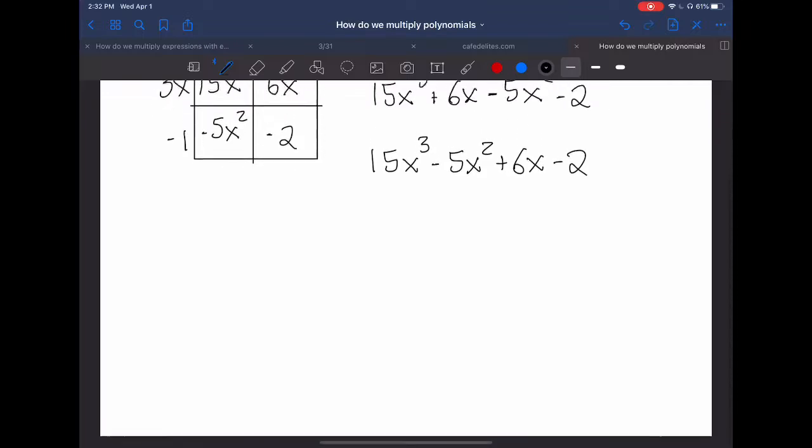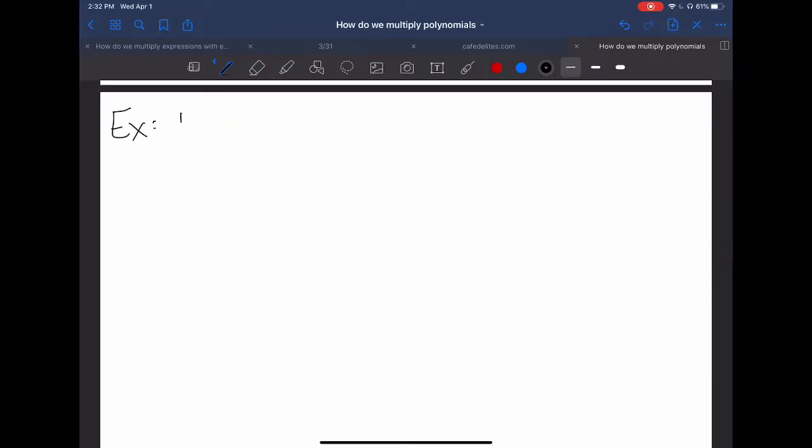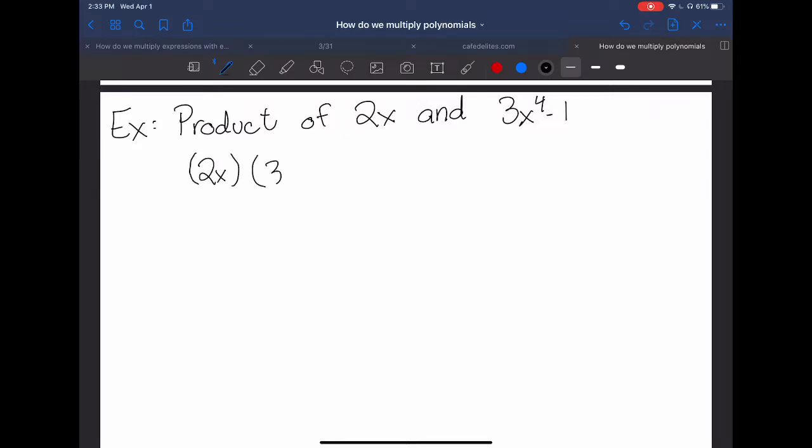So let's try and do an example. So if I look at, I want to find out the product of 2x and 3x to the fourth minus 1. So the product means I need to multiply, so what I'm going to end up with is this is actually 2x times 3x to the fourth minus 1.